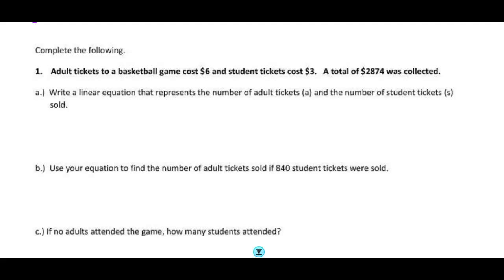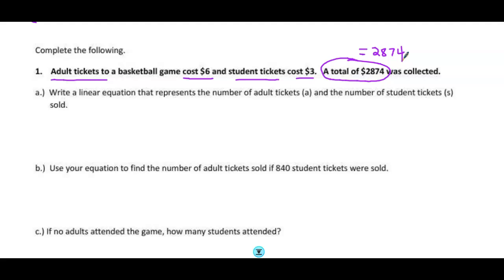So here we go. Number 1 says, adult tickets to a basketball game cost $6. So you gotta maybe make some notes to yourself as you go. Adult tickets, $6. Student tickets cost $3. A total, there's that word, total of $2,874 was collected. So that indicates to me it has to equal that number.